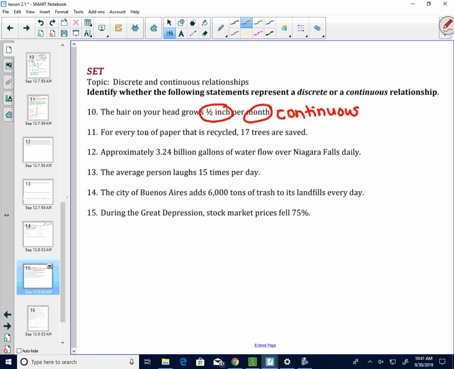For every ton, number 11, for every ton of paper that is recycled, 17 trees are saved. We are counting this. It's 1 ton saves 17 trees. I could save ½ a ton, but that would mean if I do 17 divided by 2, I'm not saving 8½ trees. I either save a whole tree or I don't save the whole tree. So that makes this data discrete.